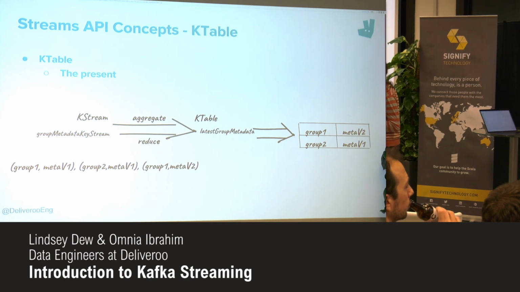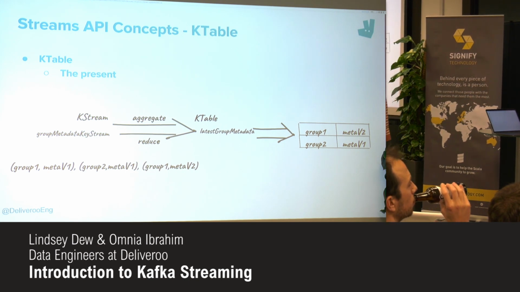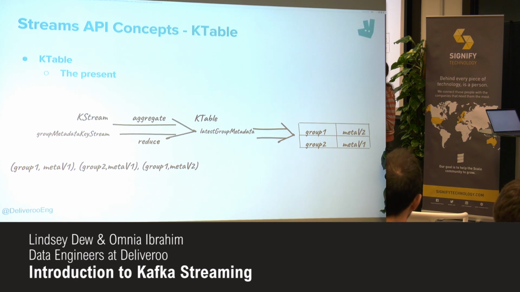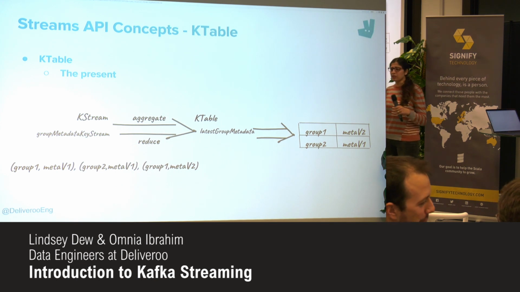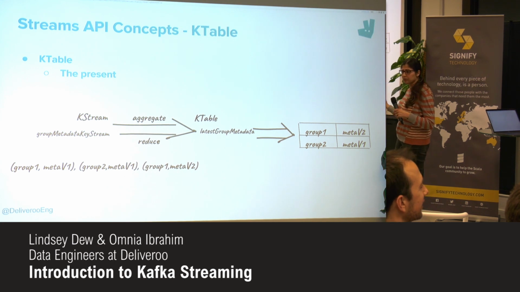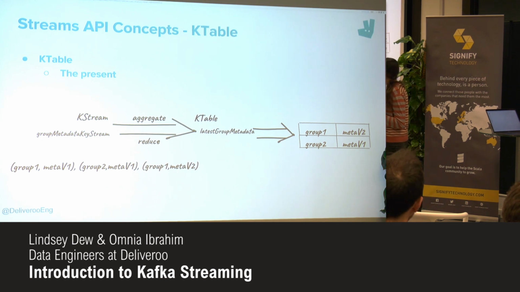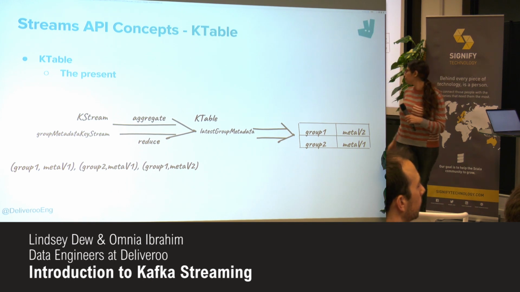So imagine that you have a group metadata stream, which has a group 1 with metadata version 1, and then you have a new group called group 2 with metadata version 1. And then for group 1, either a new consumer joins or a consumer leaves, and the version of the metadata becomes 2. If you do an aggregate, it will end up with a table where group 1 has the latest value, which is metadata version 2, and group 2 has the latest value, which was metadata version 1.